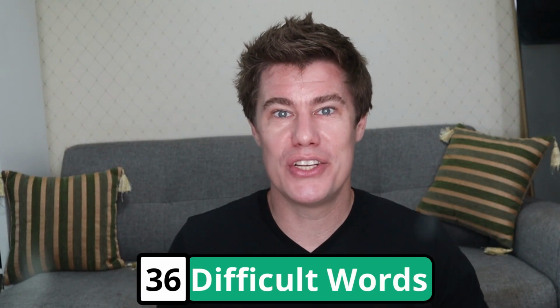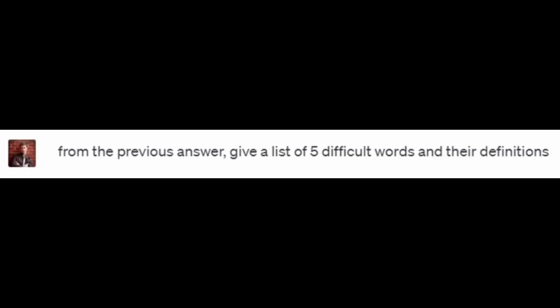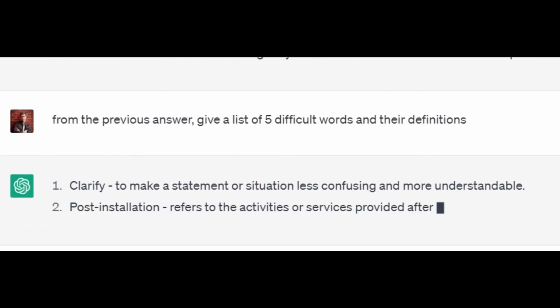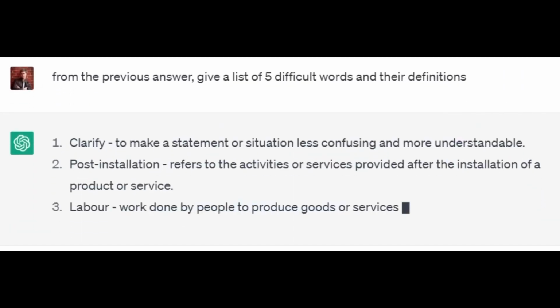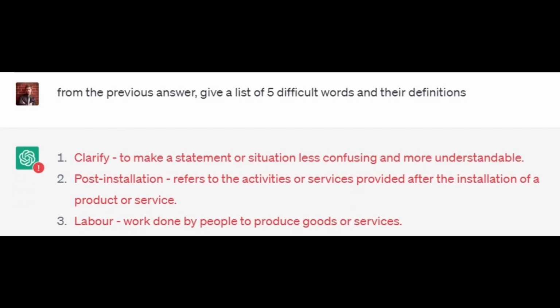Ask ChatGPT to list the difficult words with their definitions. From the previous answer, give a list of 5 difficult words and their definitions. Clarify, to make a statement or situation less confusing. Post-installation, to activities or service provided after the installation of a product or service. Labor, work done by people to produce goods or services.